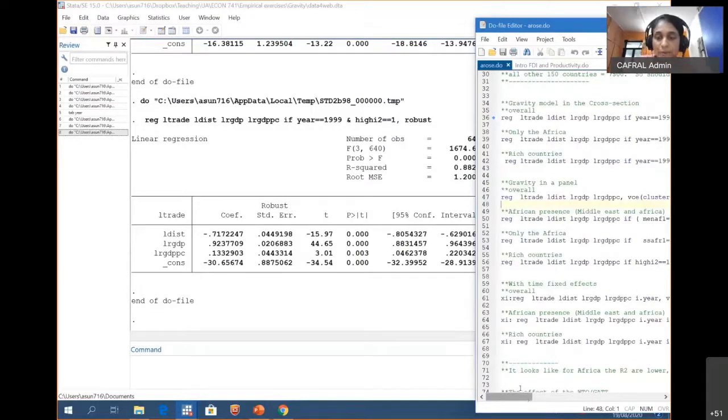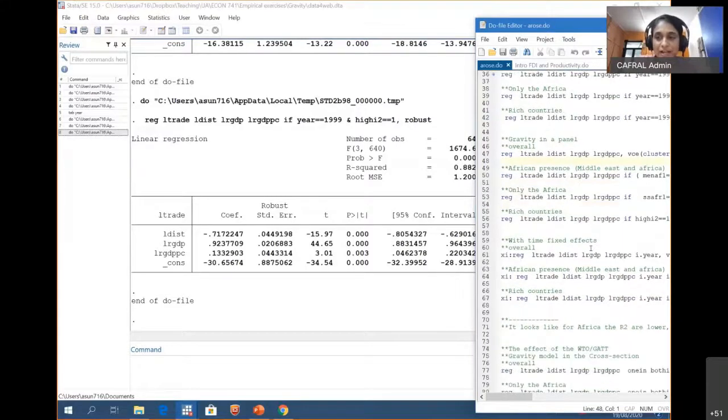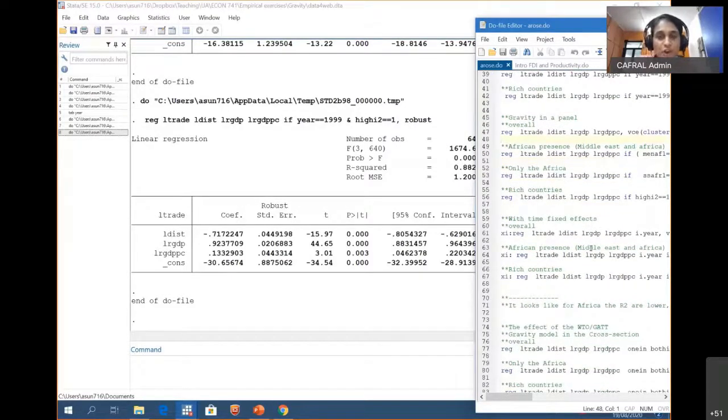Okay, so now I'm going to bring in the panel dimension a little bit. Because we have data over time, there's a lot better we can do.